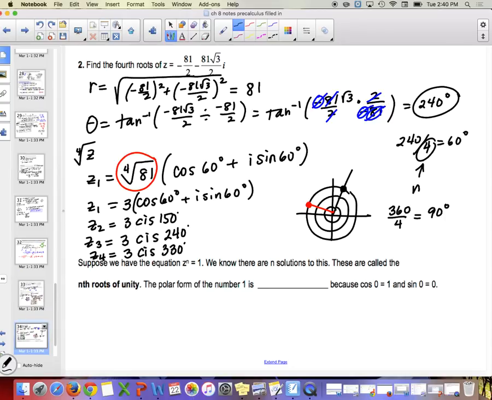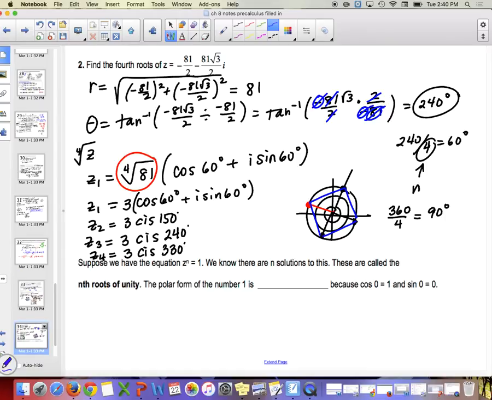What shape are we going to get? A square. So we're going to go out here and we're going to have 240. And then the other one's going to be right over here. And if you connect those 4 answers, do you guys see that you get a square? All right, that's how you can check that you did it correctly. So you find the first answer, and then you add 360 divided by n to each of those. Okay?